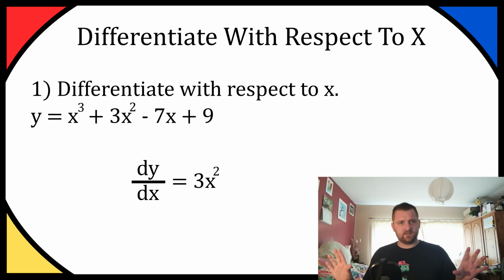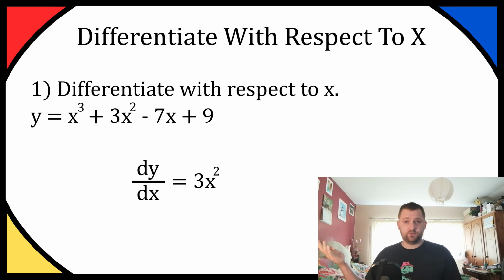Let me know if that doesn't make sense or you want me to explain it a different way. So next term, we have 3x squared. You can pause the video and give it a go if you want, but I'm going to go through it anyway. So 3x squared. The original power is 2, so we times the term by 2. So we have 6x squared. Take 1 away from the power, we're going to get 6x, okay?